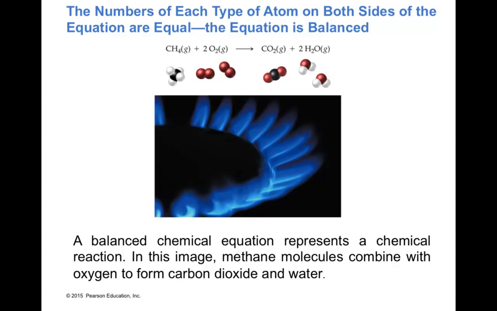A balanced chemical equation represents a chemical reaction. In this image, methane molecules combine with oxygen to form carbon dioxide and water.